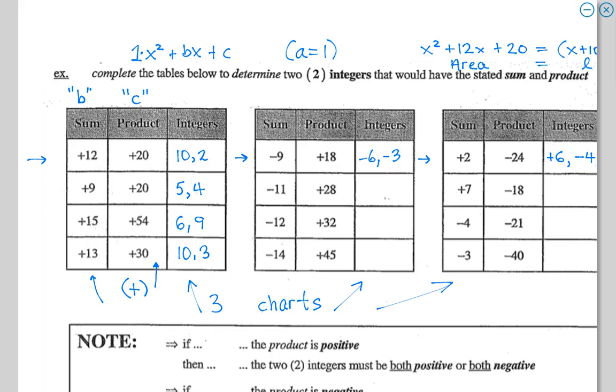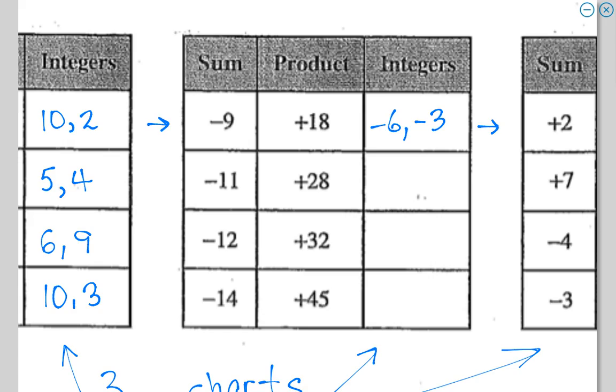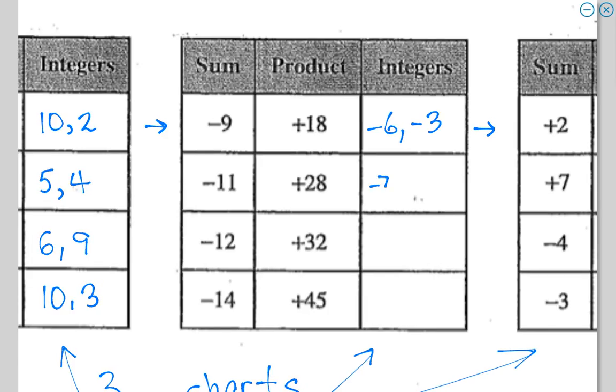Okay, let's try the next chart. This one's not going to be so easy. Good. -7 and -4. Two negatives will make a positive, but when they add, they get more negative. -7, -4, you owe 11. How about the next one? -4, -8. And the last one.